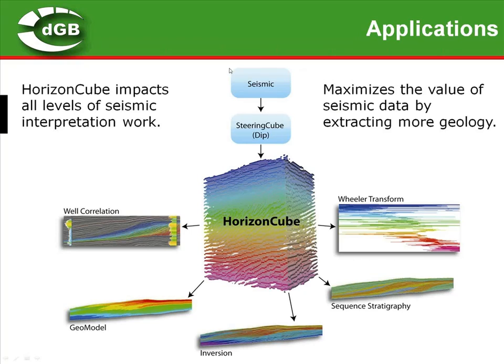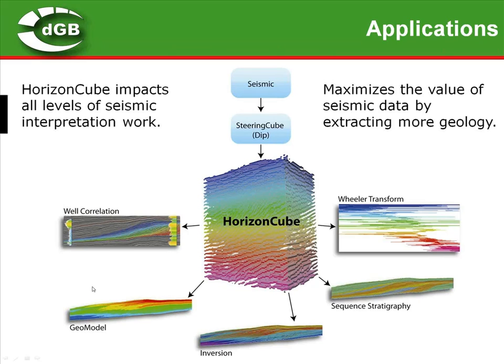So again, we start with seismic data. We create the dip and azimuth. And once we have the horizon cube, which is a complete map of the subsurface structure, we can do a number of things. We have applications for vertical correlation, for sequence stratigraphy, but we're going to look a little bit at the geomodel application of this.